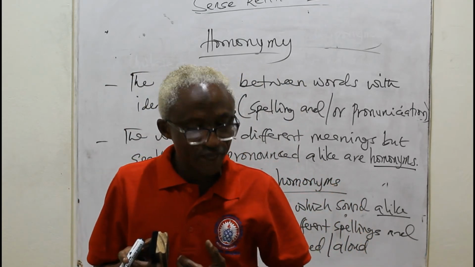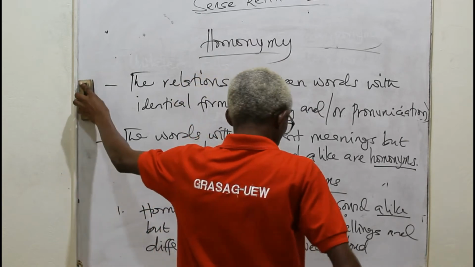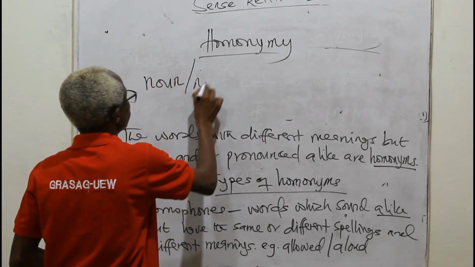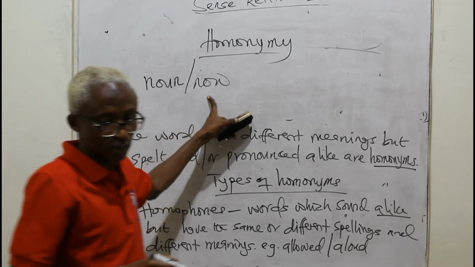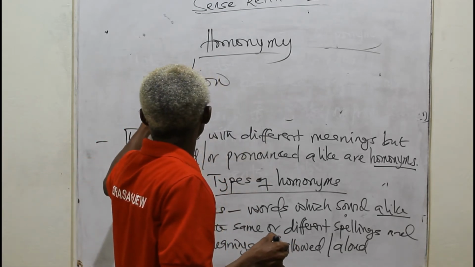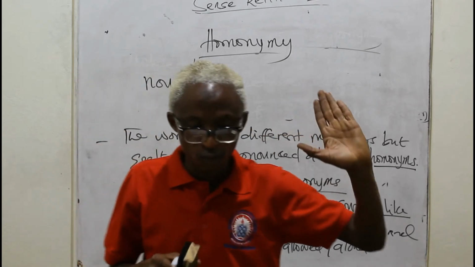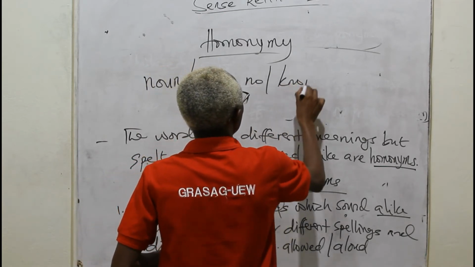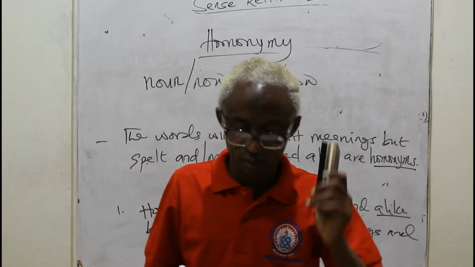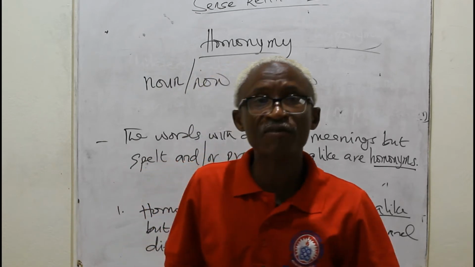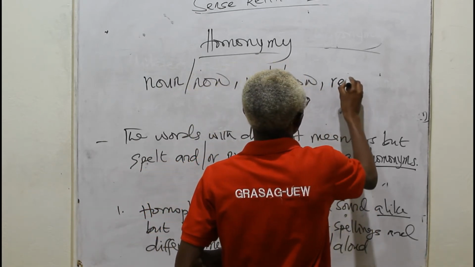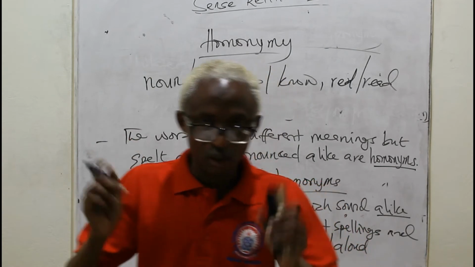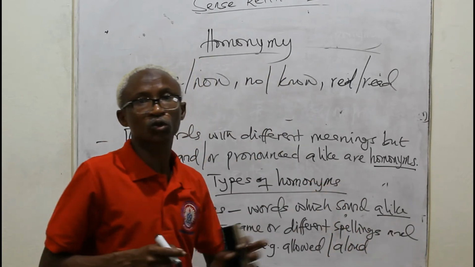So we have now, as in adverbial, and know, N-O-W. Now as in N-O-U-N. These are all homophones. We have no, N-O, and we have know, K-N-O-W. And we have red, as in color, and red, the past tense of read. So these are what we call homophones.